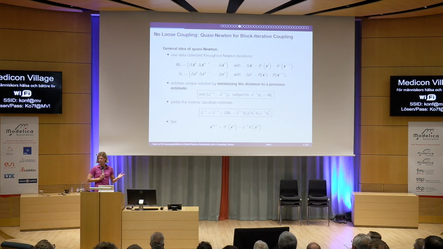Because it's not linear complexity in the number of unknowns, but at least just storing this matrix would also already be n square. So we'll never do this, but we try to estimate or approximate the action of this inverse Jacobian, and we do this by collecting difference data, input-output data of our fixed point operator during the Newton iterations. So iterations that we do anyway give us kind of data, and data equals information here.